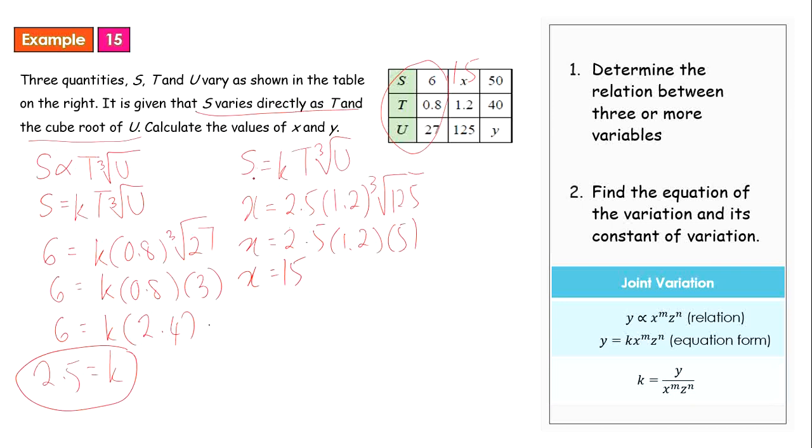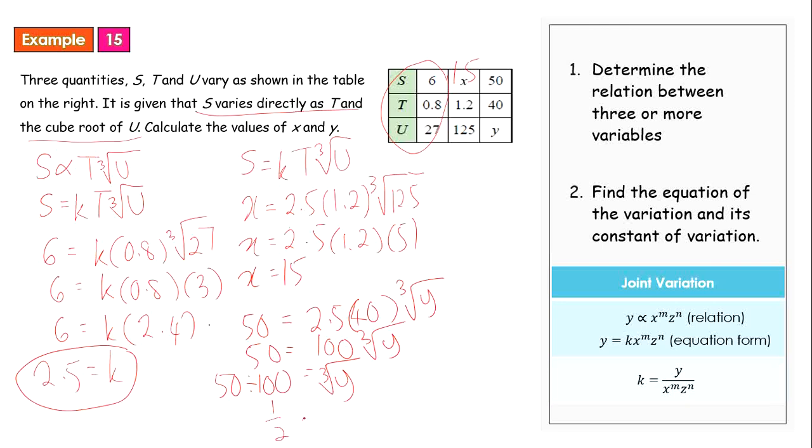Next one, okay, using the same formula, kita nak cari y, which is u. Okay, so s dah ada 50, k is 2.5, t is 40, and kita nak cari cube root of y. Okay, so kita cari dulu. Here is 50 equals 100 cube root of y. So 100 bawa pergi sini akan jadi 50 divided by 100 equals cube root of y. Then kita akan dapat here is 1/2 equals cube root of y. So nak dapatkan nilai y, dia akan jadi 1/2 cube. So y will be 1/8.